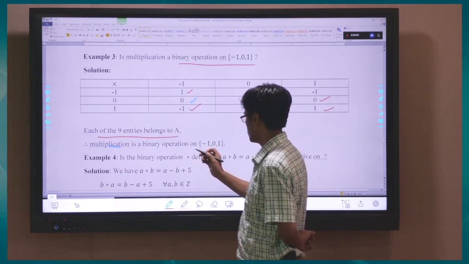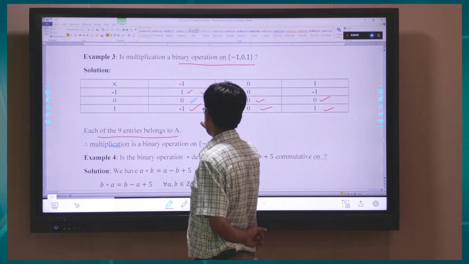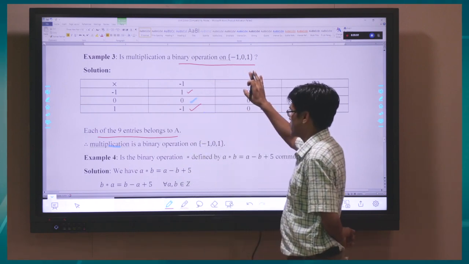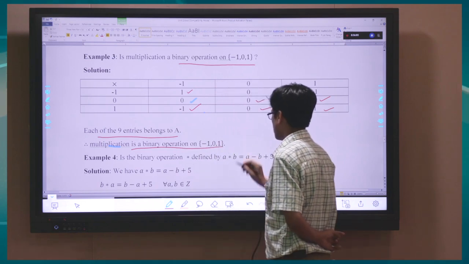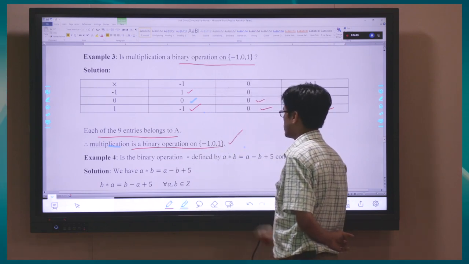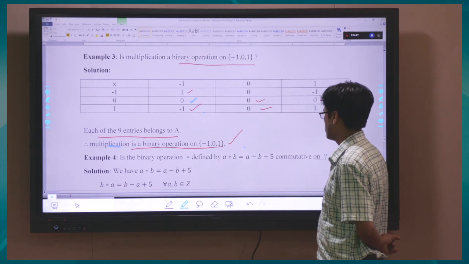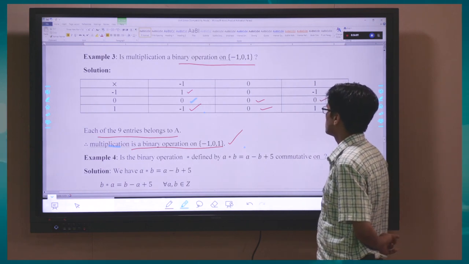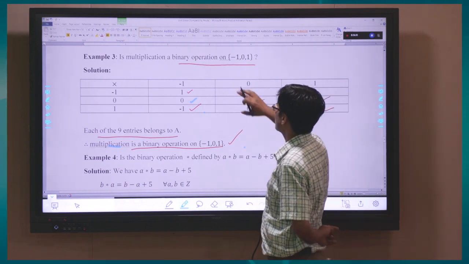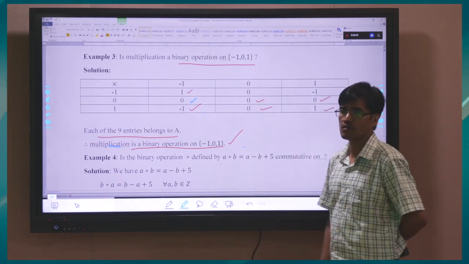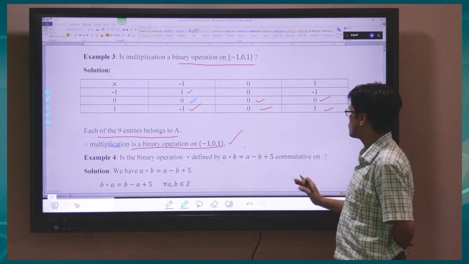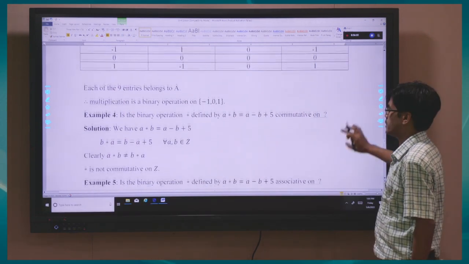Since all the elements belong to this set, therefore multiplication is a binary operation on this set. If the set consists of a small number of elements, then we can apply this table, which is called an operation table or composition table.